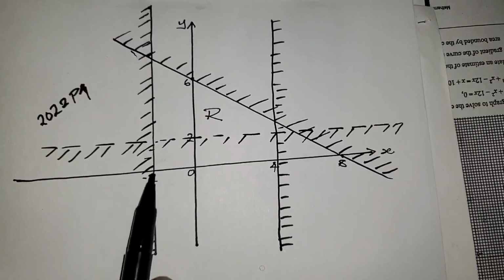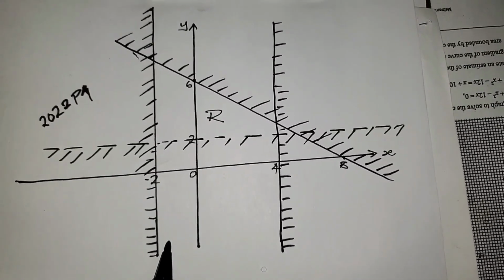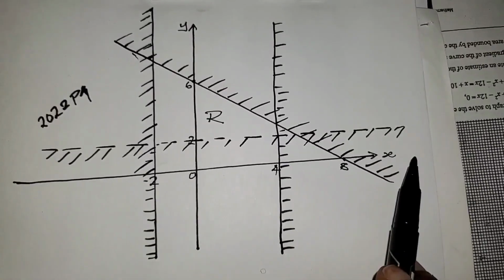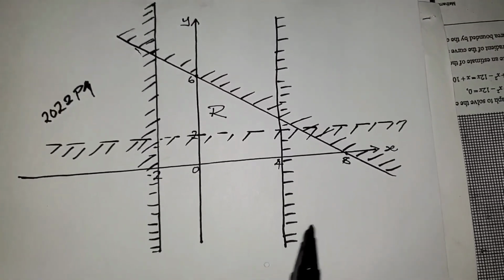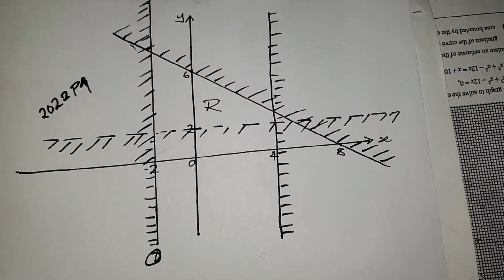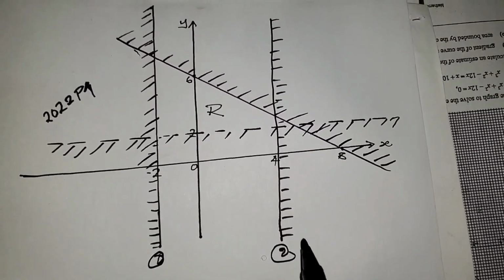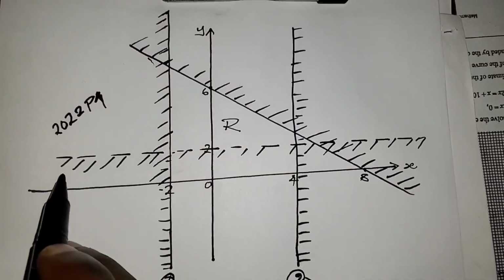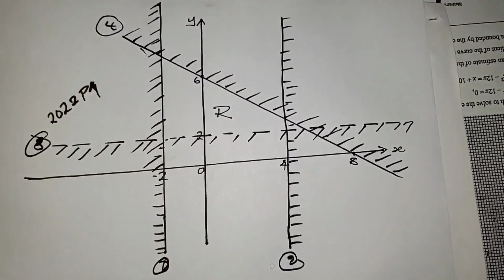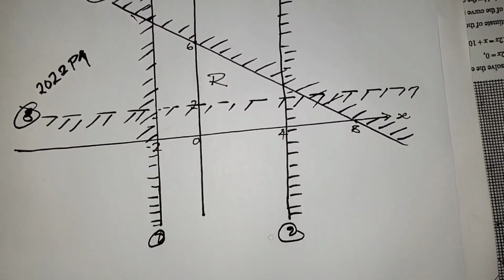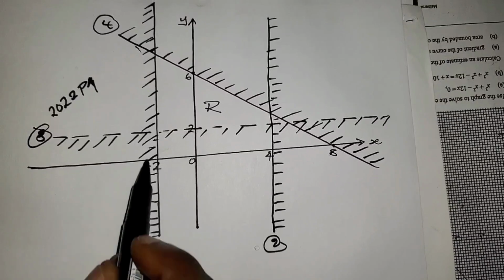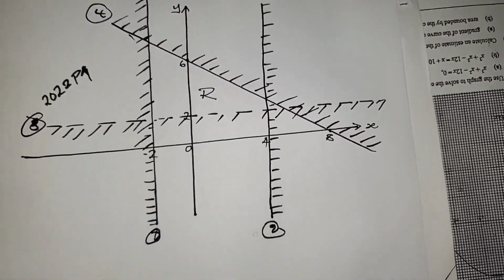Okay, let's start with this vertical one. Remember, the vertical inequalities are x, then the horizontal inequalities are y. So let's start with this one as 1. From here we'll go to this one as 2, then to this horizontal one as 3, then finally this one as our 4. The first thing is to know that this one is cutting the x-axis. This one is x.